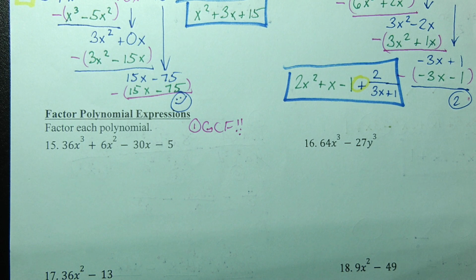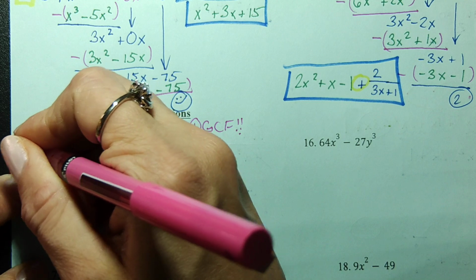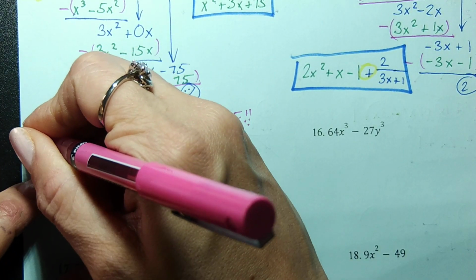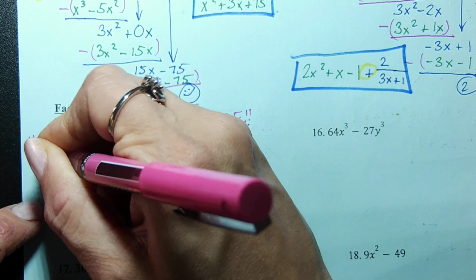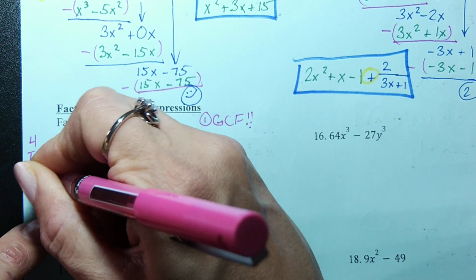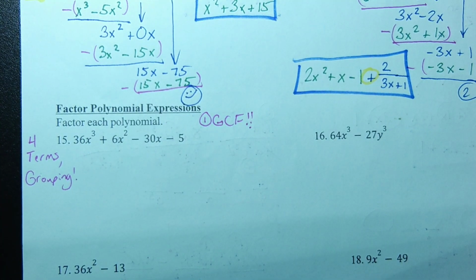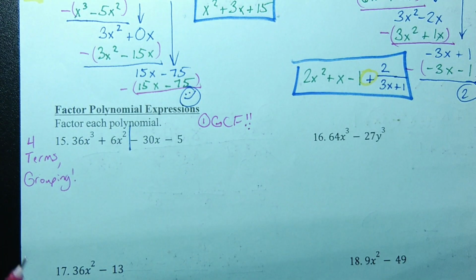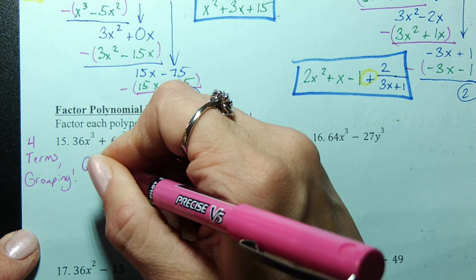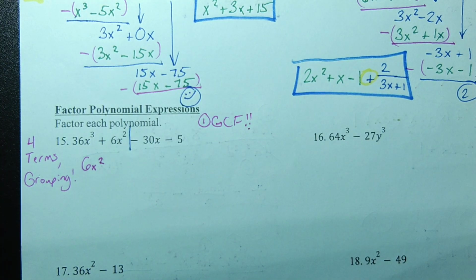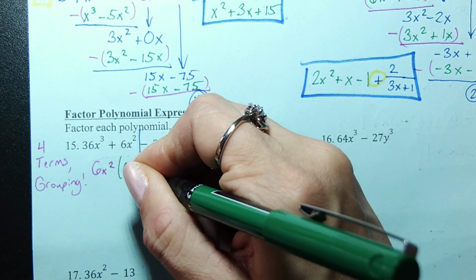There are 4 terms, though. So what is that making you guys think? Split in half. Do the grouping. So we're just going to, off to the side, because this is kind of what we want our brains to be thinking, 4 terms, grouping. That's our identifier. So we split it in half. What's the GCF we can take out of the first 2? 6x squared. And that will leave us with 6x plus 1.